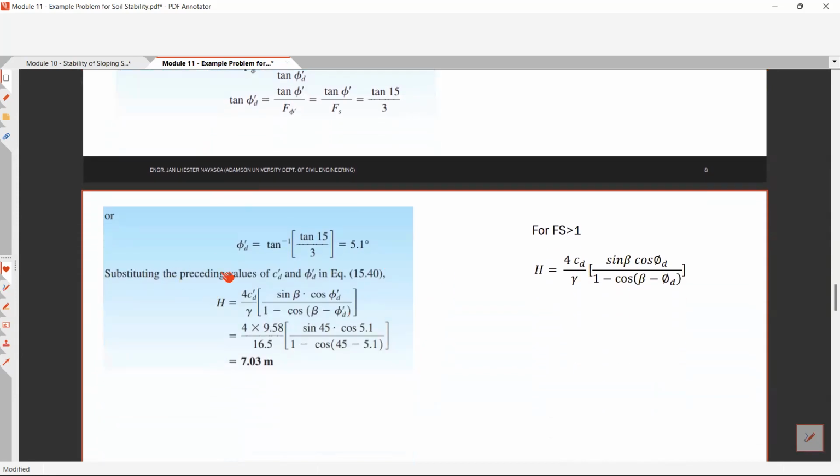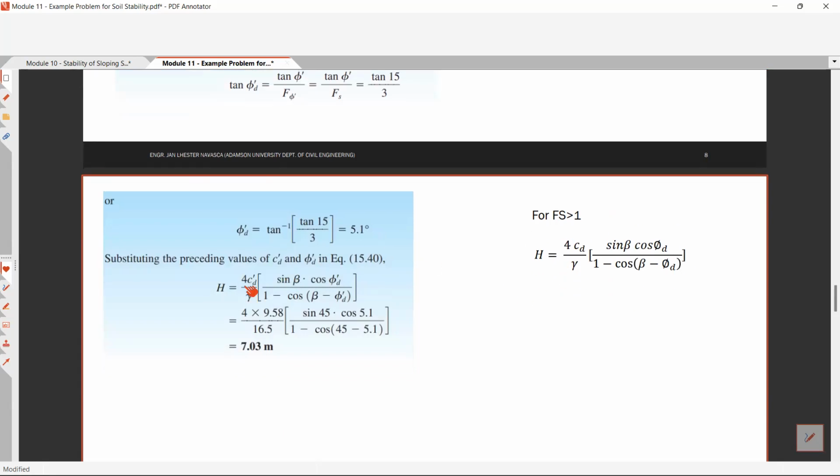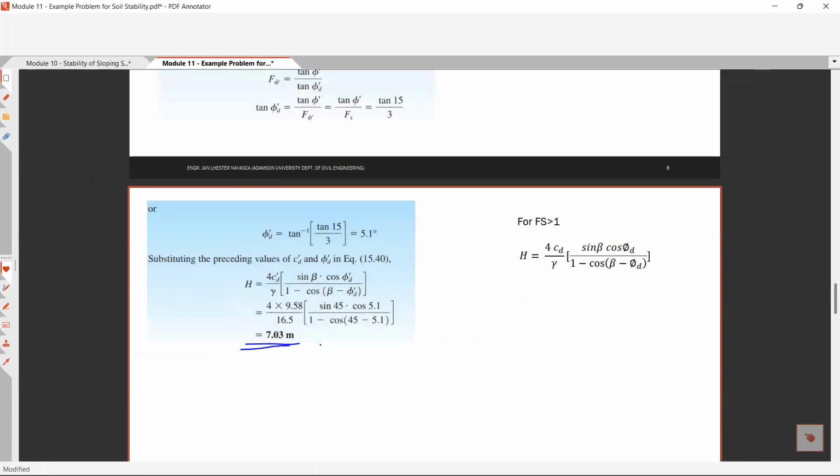Okay, now substituting the preceding values of C sub D and phi sub D into this equation. Okay, so H is equals to 4 times 9.58 divided by 16.5, times the sine of 45 degrees, phi of D, which is 5.1, over 1 minus cosine of 45 minus 5.1. You get your H to be 7.03 meters. Okay, so this H will cause a factor of safety that is equals to 3.